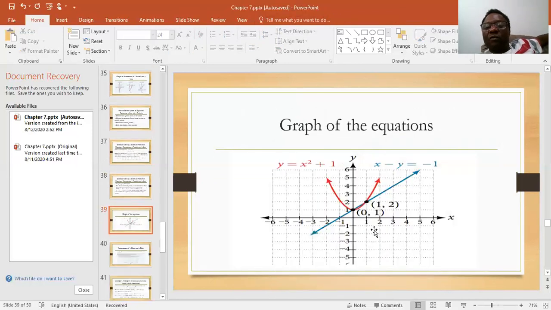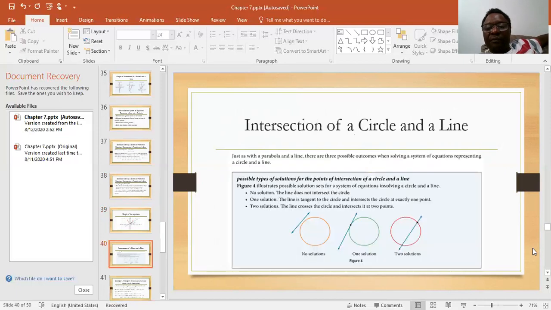So the graph of these two equations is here, and we can see the 2 points where the line intercepts the parabola. We can also intersect a line with a circle. Either there is no solution, that is the line does not intersect the circle, exactly one solution, that means the line intersects the circle at exactly 1 point, or two solutions.